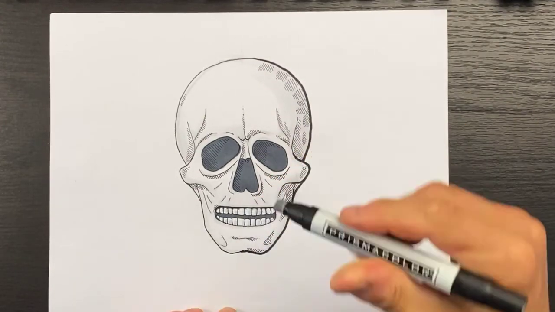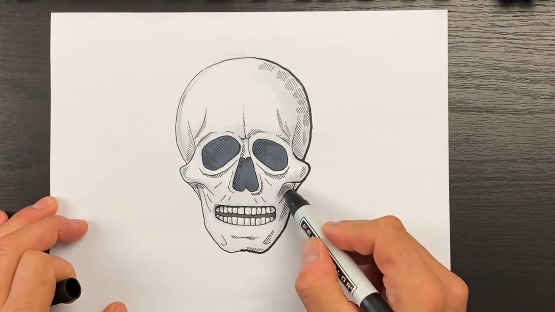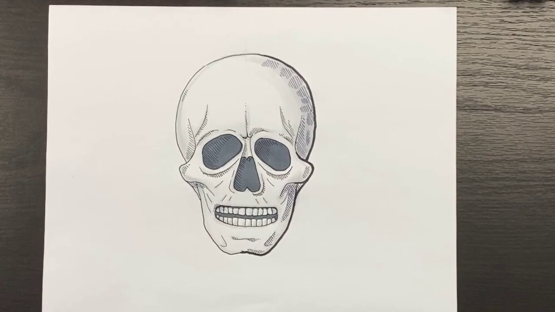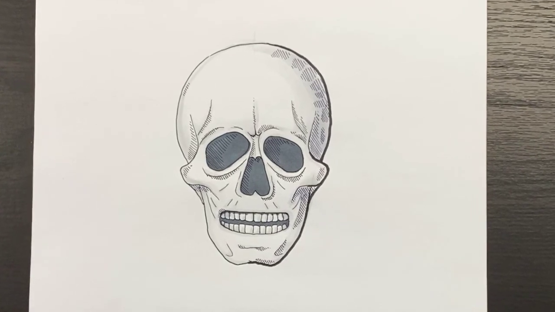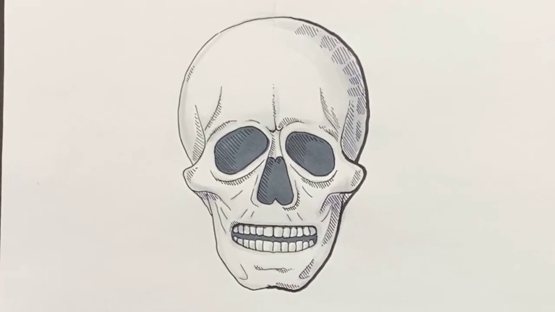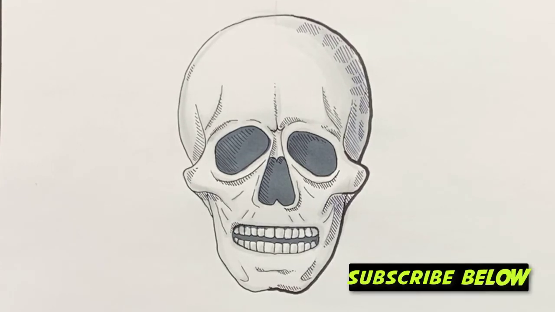So there you go, we just finished drawing a skull in a few simple steps, and then we used light gray marker along with 80% gray for the cavities, and then finished it up with some detail work with some hatching line work with our ink pen.